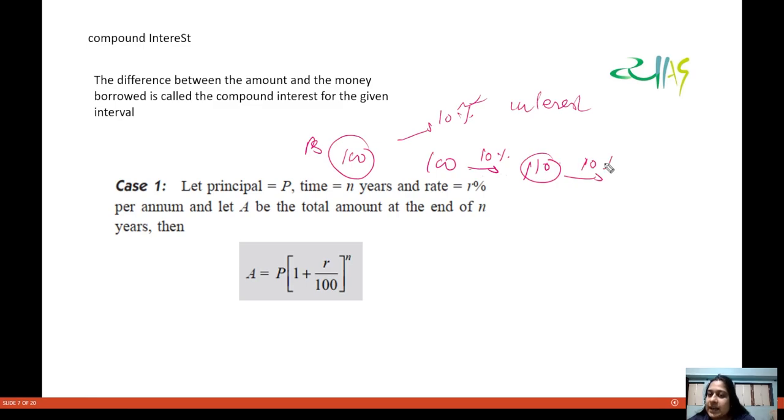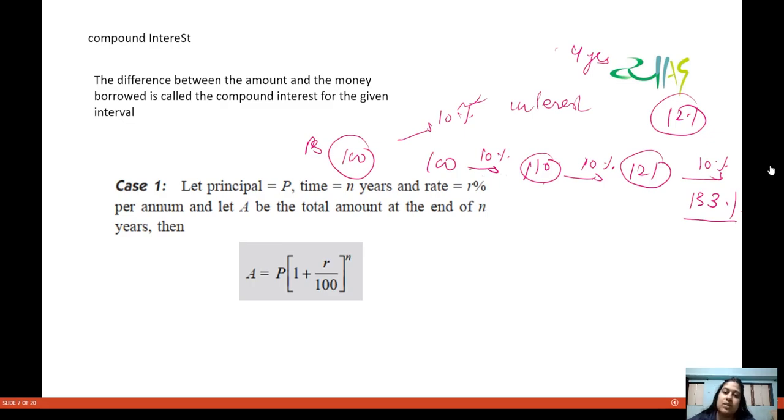Then again 10%. I am asking about, say, 3 years. So this will become 121. Then again 10%, so 12.1 more you add, and it becomes 133.1. This is your amount. And how much is your compound interest? 33.1.